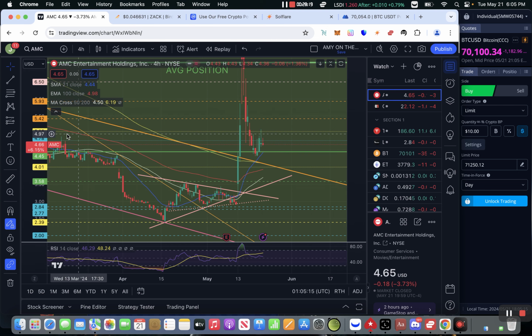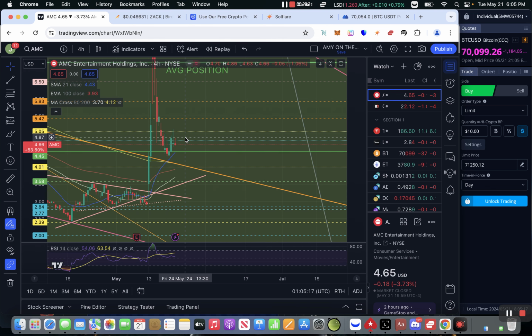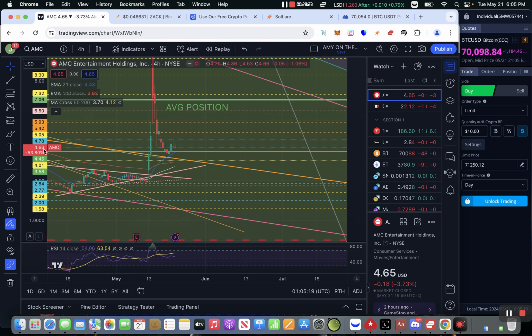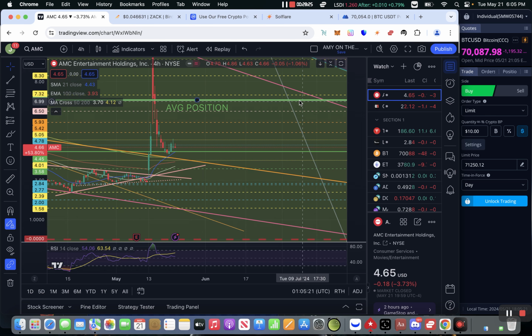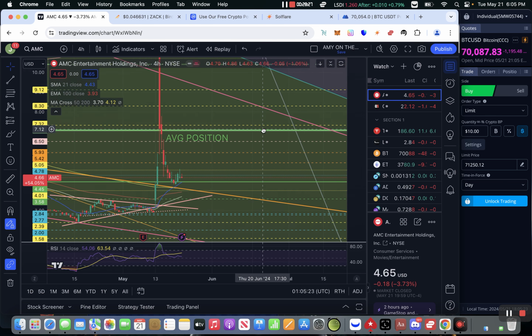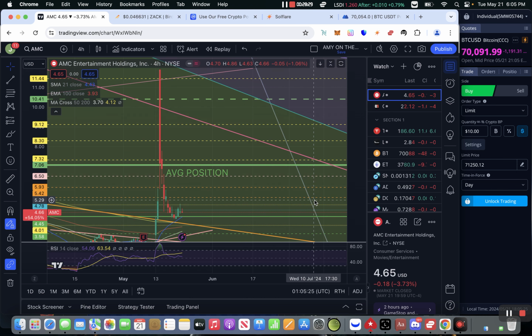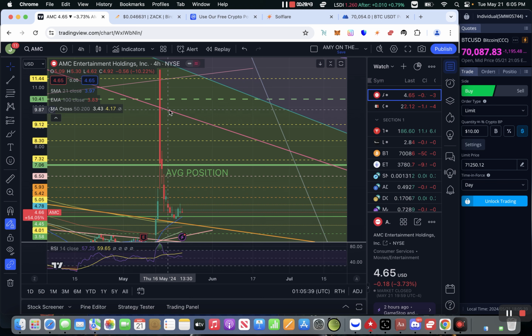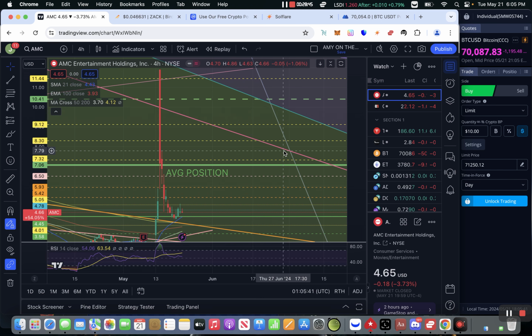But I am definitely bullish on AMC, and can't wait to test my theory out on this ground zero crossover line and this IPO line. So this is important. This is important. We'll see if this plays out, this fractal line here, and we'll go from there.